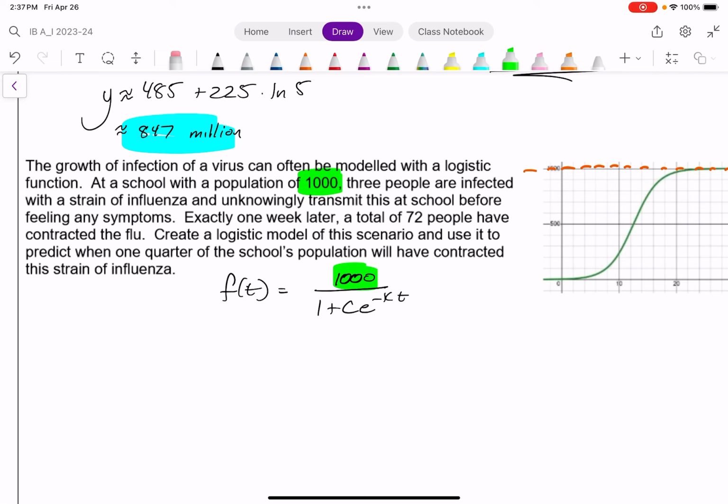All right, what do we know a little more specifically? We know at first, on day 0, time 0, there were exactly 3 people infected. And 1 week later, 7 days later, 72 people have contracted this flu. So now I want to create the model from that.